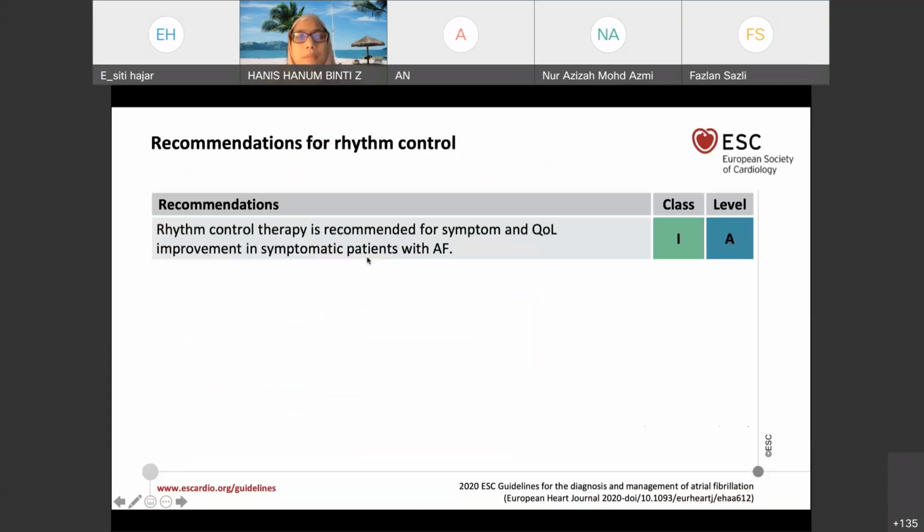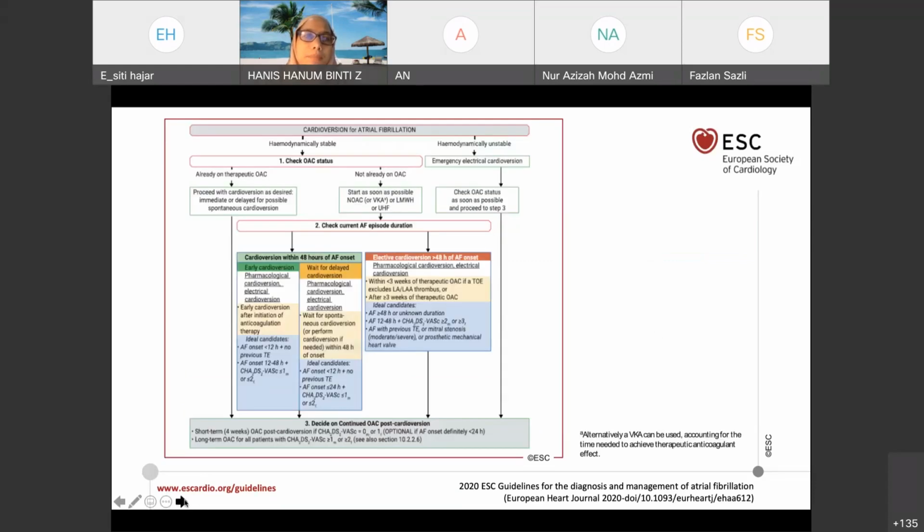Okay, rhythm control therapy is recommended for symptoms and quality of life improvement in symptomatic patients with AF. Usually rhythm control therapy ni kita adopt bila kita dah try rate control therapy dan dia tak berkesan. Maknanya kita dah cuba bagi your rate control therapy either with beta blocker, CCB or digoxin. Dia still cakap, oh, I'm still having symptoms. So we can try giving rhythm control therapy lah.